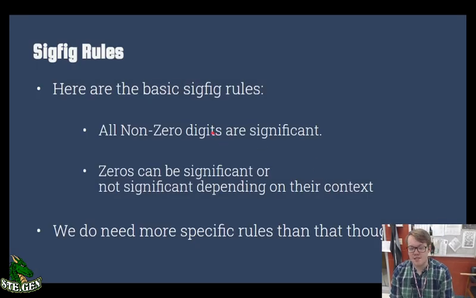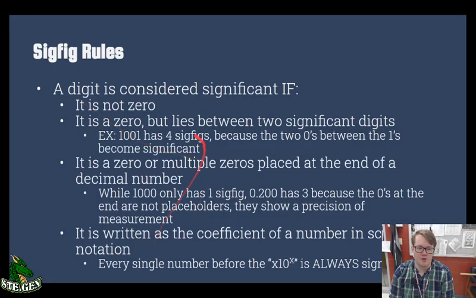Here's the basic sig fig rules. Everything that's not a zero is significant. Zeros are the only thing that's up in the air. Zeros can be significant or not significant depending on their context. Now, obviously, that rule right there is just not good enough. That doesn't help. So we need to get a little bit more specific than just saying the zeros are sometimes significant. So here is our actual breakdown for our rules.